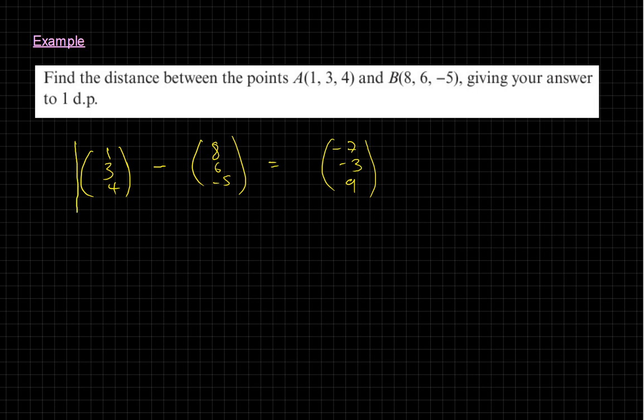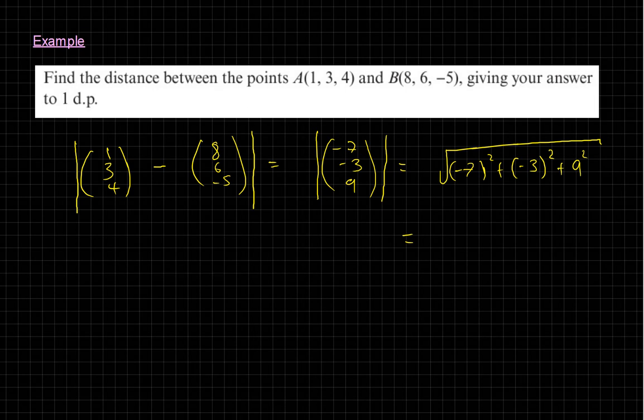So let's actually just add it to our equation. I want the magnitude of the difference, which is the magnitude of this, which is equal to minus 7 squared, plus minus 3 squared, plus 9 squared, square rooted. Equals, let me check that on the calculator. So I get the square root of 139. Okay, done. You can work out what that is as an actual value.